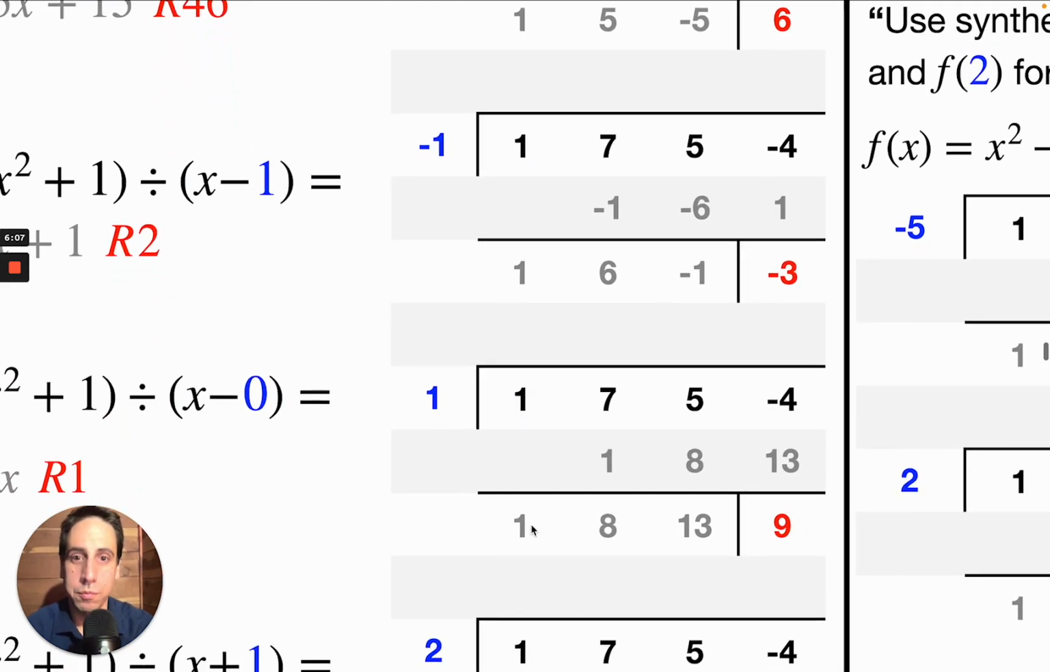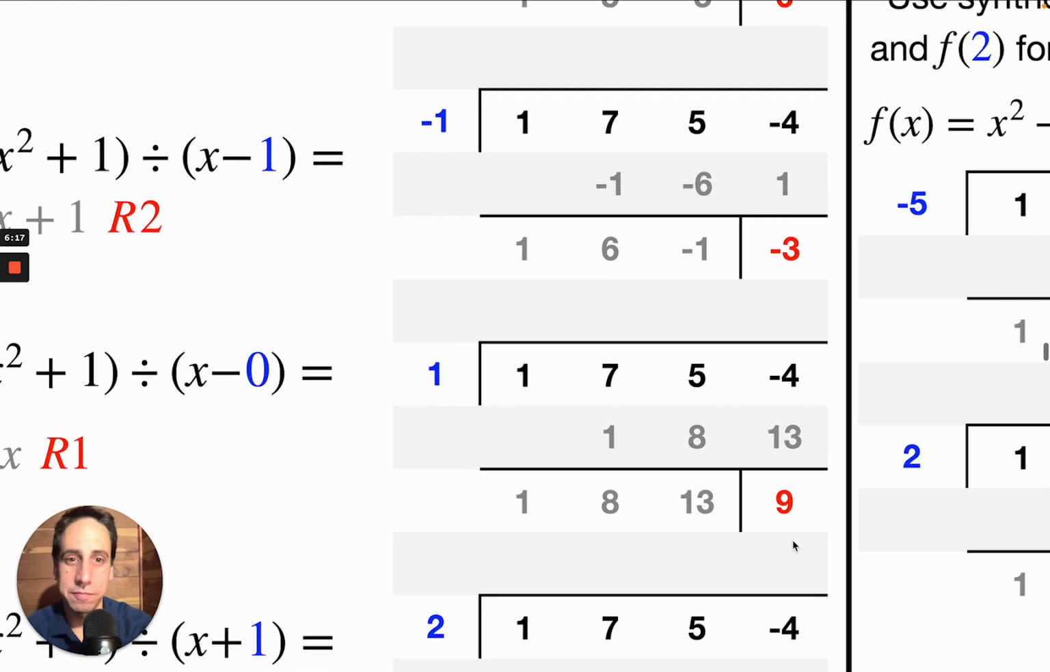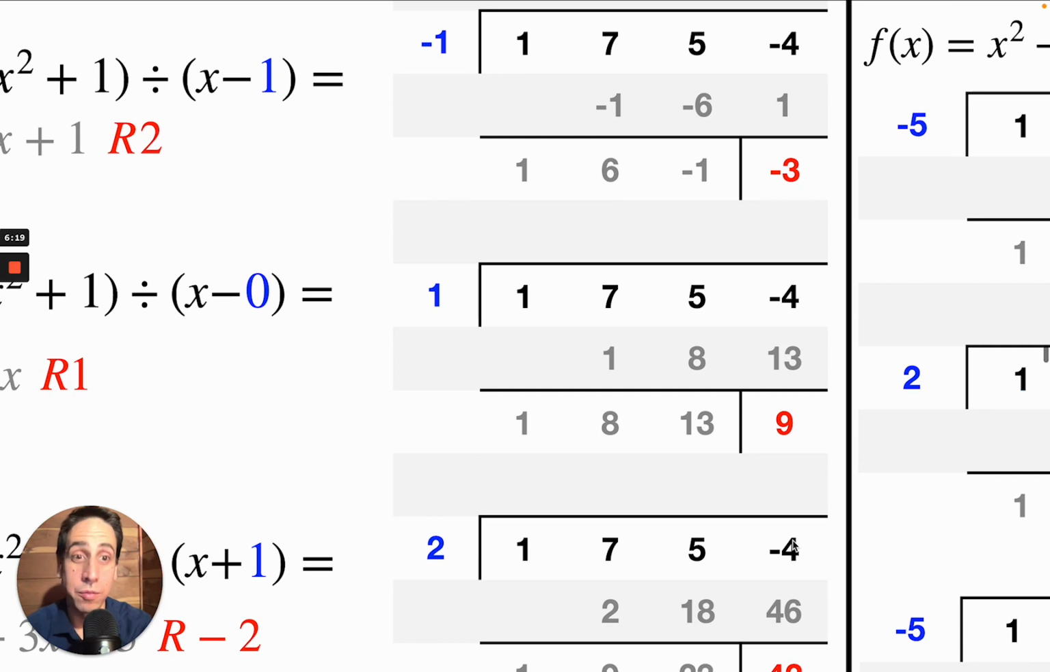Now 1: bring down the 1, multiply by 1. When you're multiplying by 1, all these numbers, 1, 8, 13, are going to be the same, 1, 8, 13. When you add them, this is what you get, 9, as the red remainder.